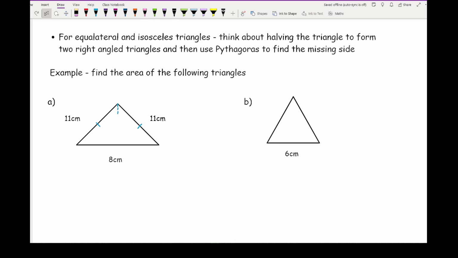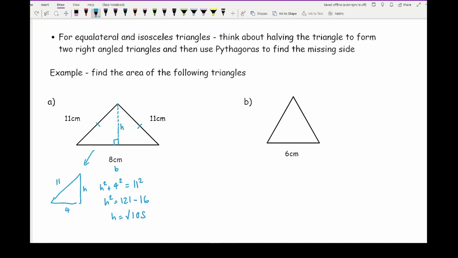Now, if I halve this triangle in half, this is going to be my base, and this line here is going to be my height. Now what we can then do, if I take that right angle triangle out, is that I end up with 11, and that's going to be 4, and that is going to be h. So using Pythagoras again, we've got h squared plus 4 squared equals 11 squared. So h squared is going to equal 121 minus 16. So h equals the square root of 105.